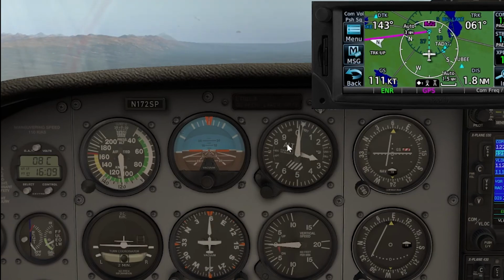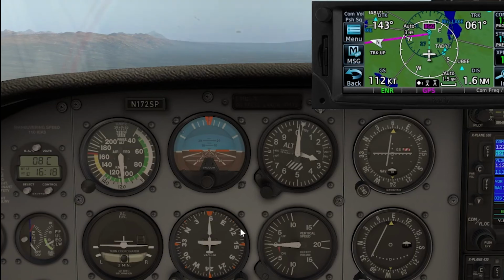Then I get my eyes to scan like this. Some people will tell you to make sure you do a T-scan or a V-scan or an upside-down V-scan. I look at the primary instruments that matter at the phase of flight. And in this case, I care about my altimeter, my heading, my navigation, and my timer.